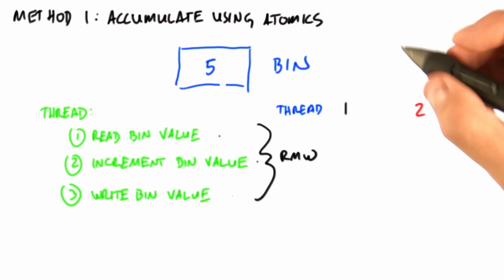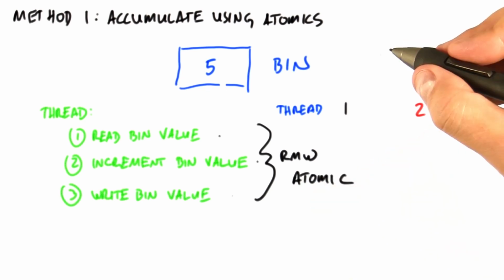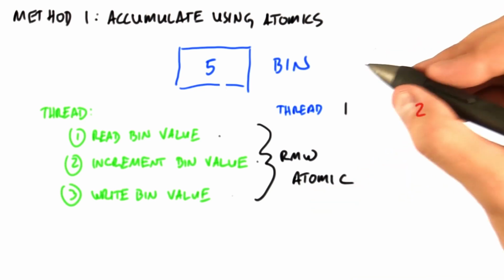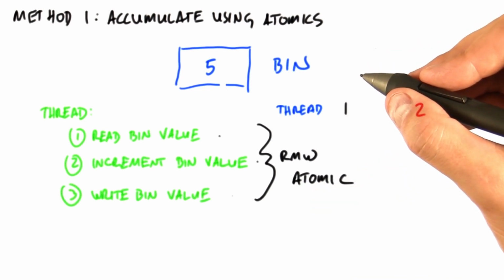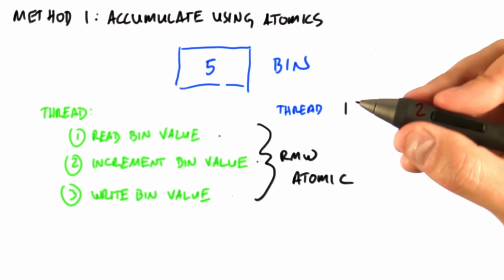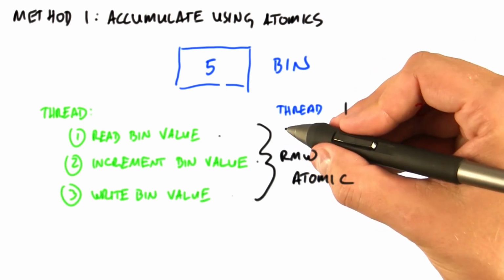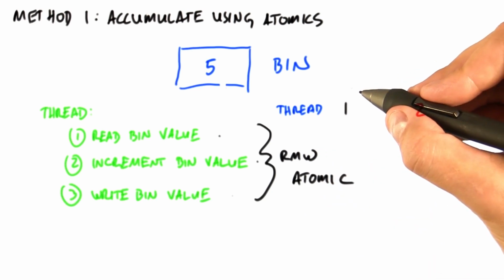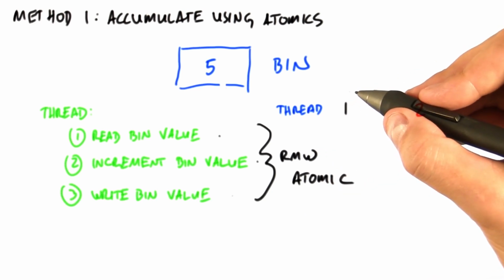Now, we call such an operation atomic. And as we learned last unit, modern GPUs support atomic operations to memory. What the GPU does, in essence, is lock down a particular memory location during the read, modify, write process so that no other thread can access it.